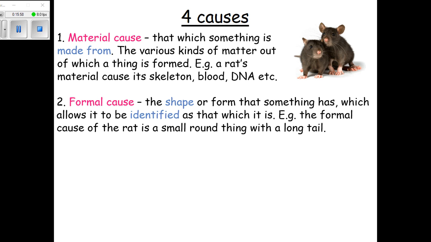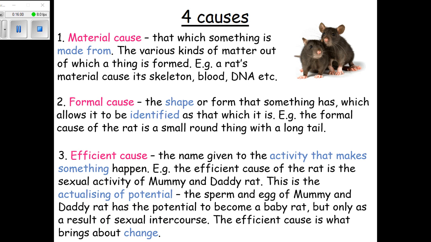You also need mummy and daddy rat. So this is the efficient cause. So the efficient cause is what actually brings the matter into the form, actually physically produces the object. So this is the name given to the activity that makes something happen. So the efficient cause of the rat is the sexual activity of the parents. This is the actualizing of potential.